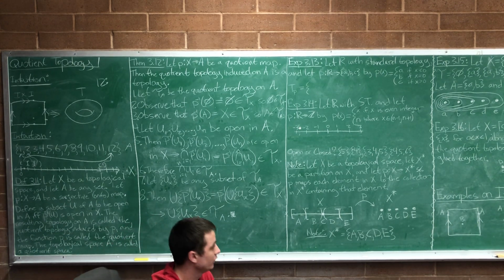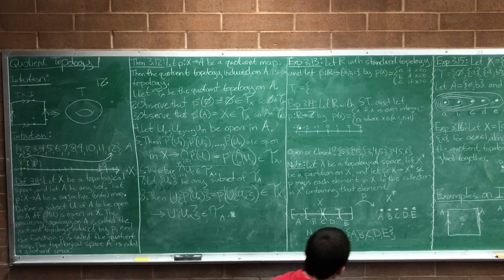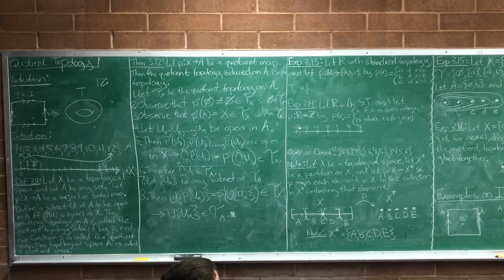Now we're just going to deal with a bunch of examples. So first one, let R have the standard topology. You remember the standard topology on R? What are open sets? Open intervals and unions of open intervals, right?